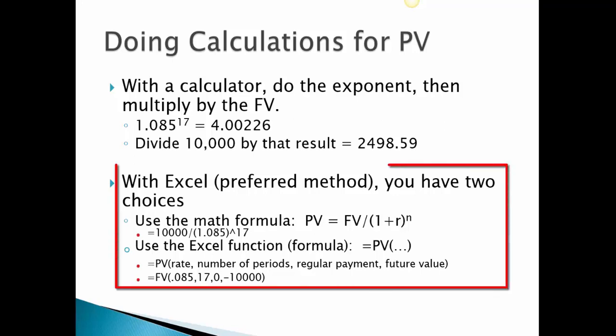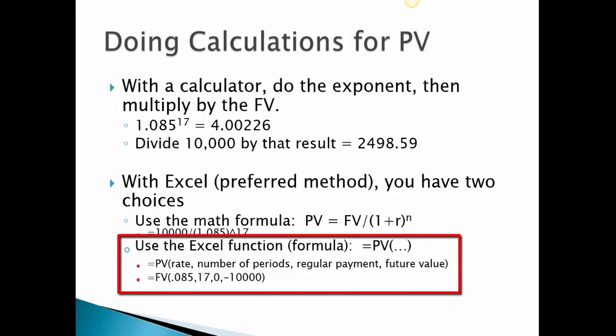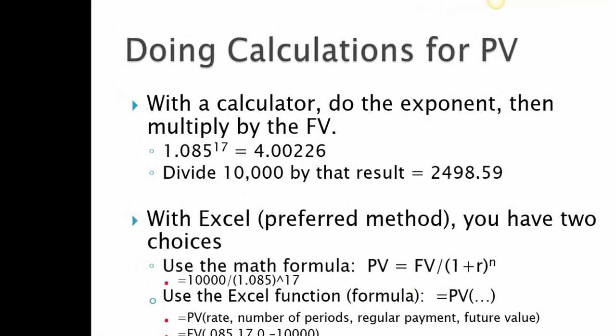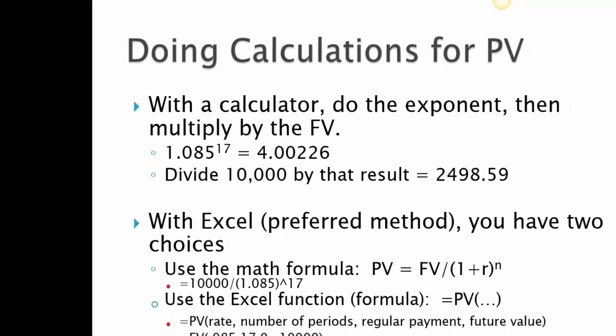The preferred method to do that calculation is to use Excel. We have two different choices, and I think the better of those two is using the Excel function. But you can use just the math formula where you solve for the present value by taking the future value, divide it by 1 plus the interest rate raised to the nth power. So for instance, we would take $10,000 and divide it by 1.085 raised to the 17th. So we would just type in equals 10,000 divided by 1.085 caret 17.